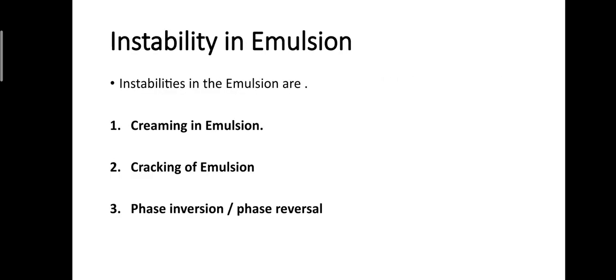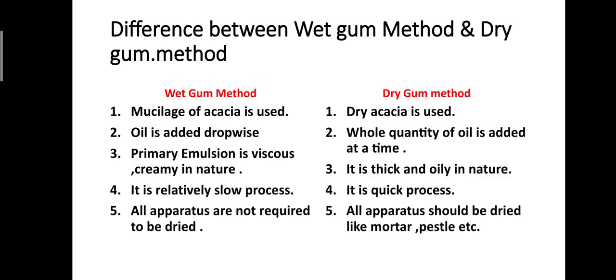Three, instability. What is instability? Creaming in emulsion means cream formation is occurring at the upside or downside of the emulsion or container. Cracking means there is a separation of layers. Phase inversion means the oil phase is converted into the water phase, the continuous phase is converted into the disperse phase, or the disperse phase is converted into the continuous phase.